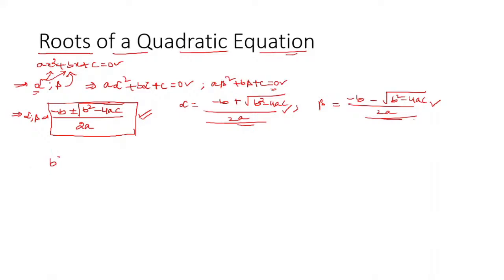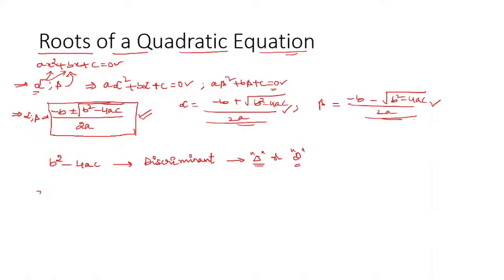And this b square minus 4ac is called the discriminant. This is denoted by delta or sometimes by d.